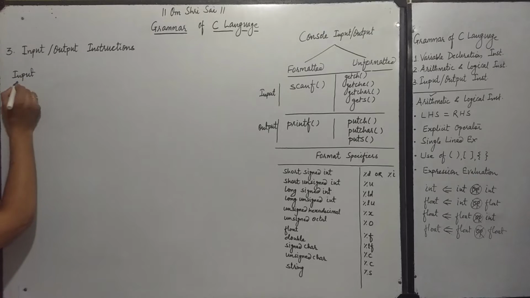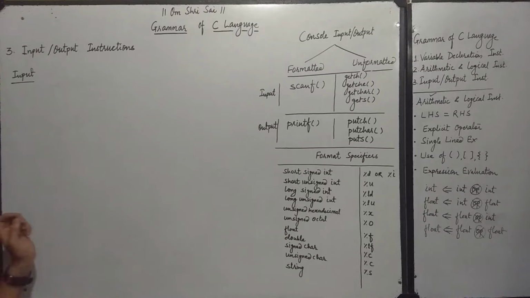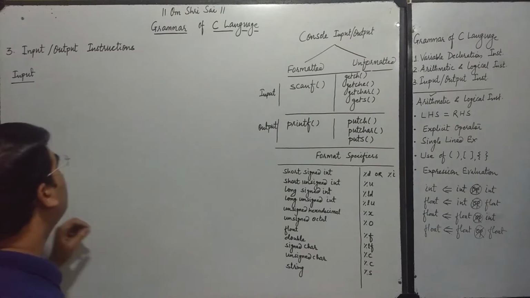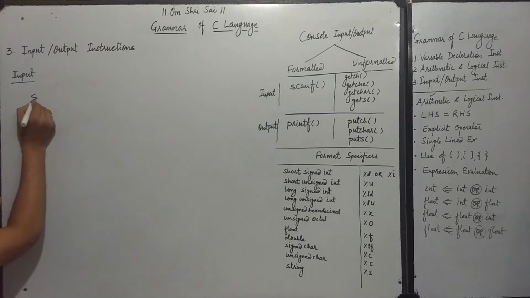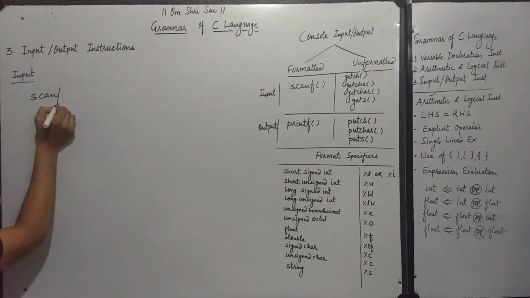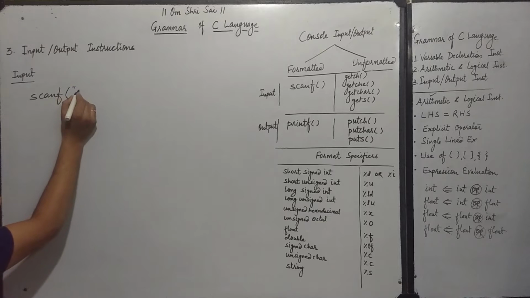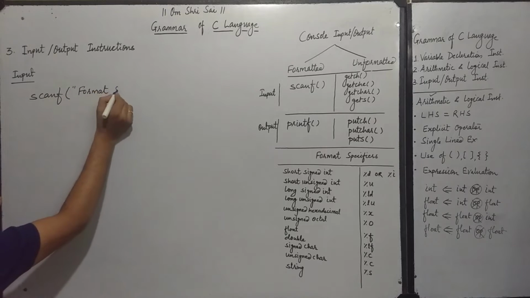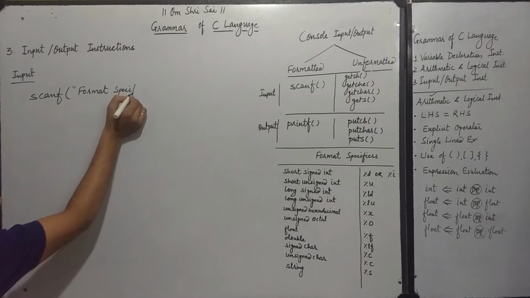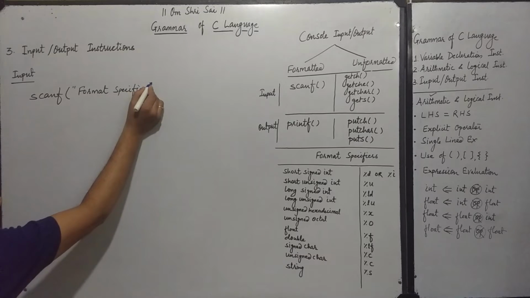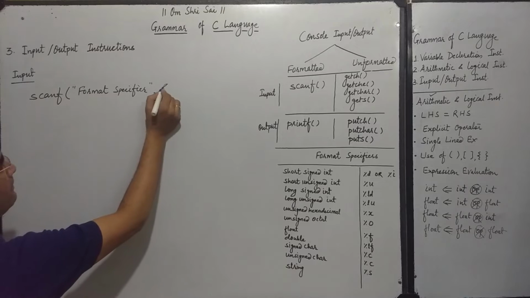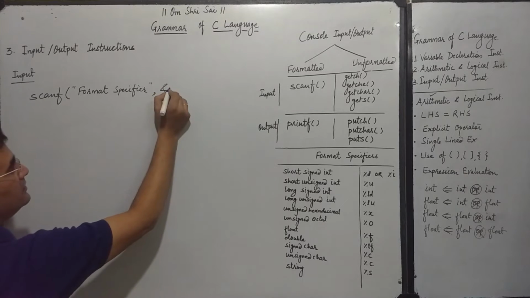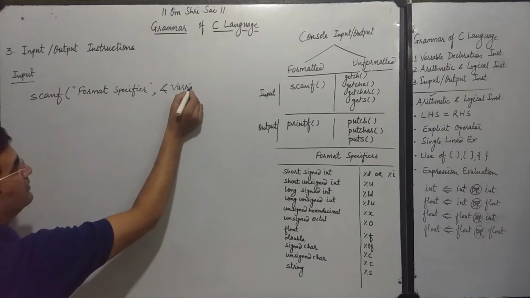Now for input we use the formatted input function scanf, and the syntax is as follows. That is the scanf, then in double quotes we have to write format specifier, double quotes close, and then this is the special operator ampersand and var name.